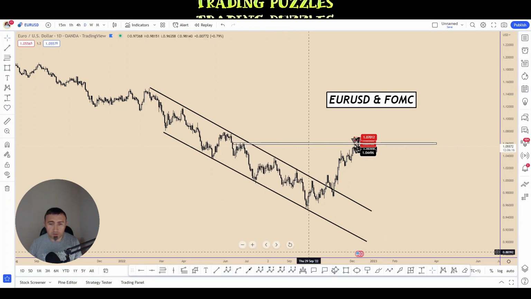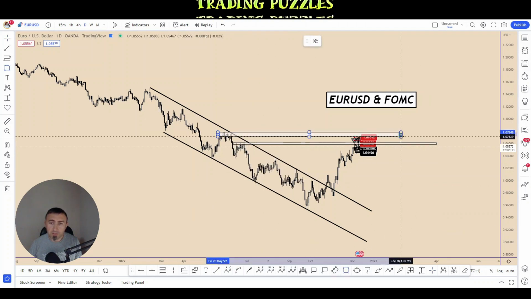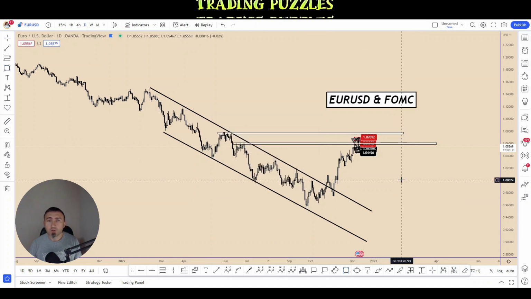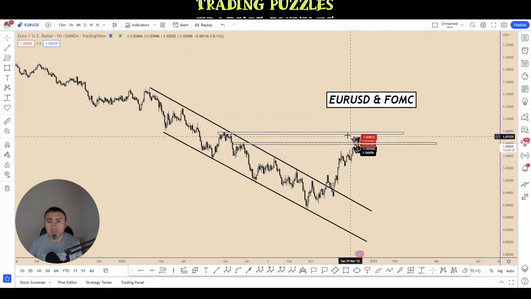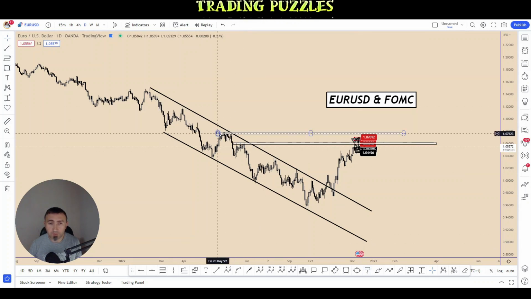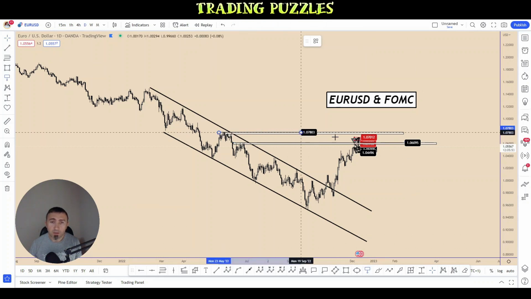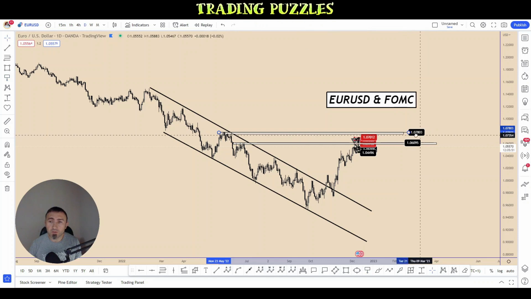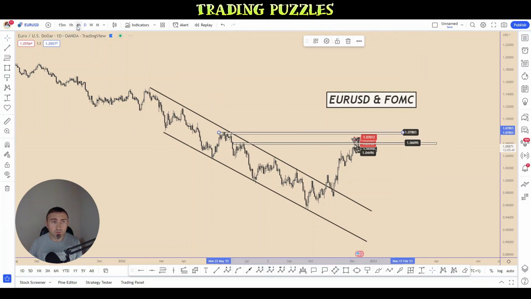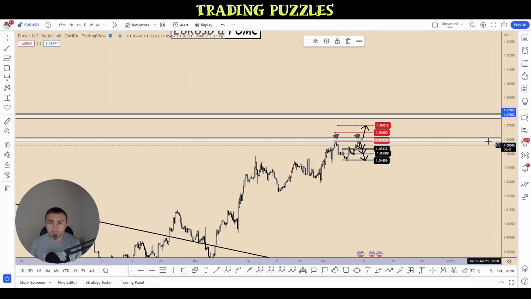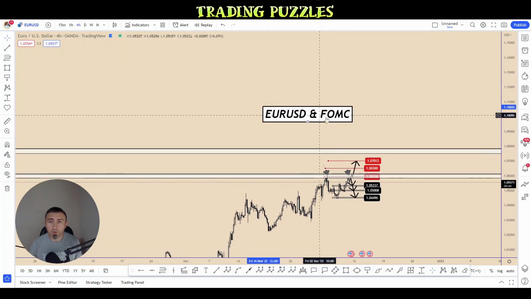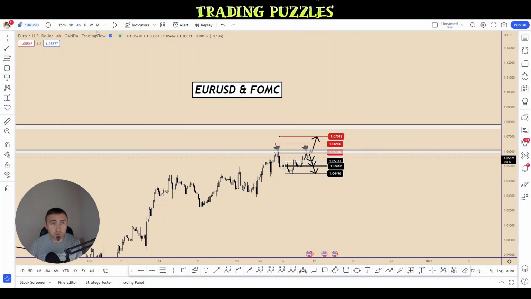This is the first structure zone that we are looking at, and this is the second structure zone. Overall the price will face resistance on the upper part of these areas. That is why we need to be careful. The first one is close to where the price is right now, 1.06. This is a strong psychological price zone, and the next one is 1.0780.